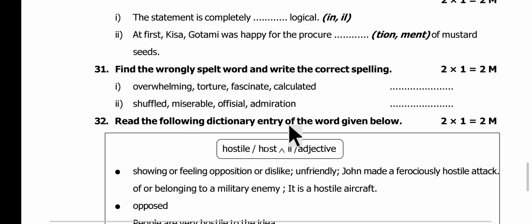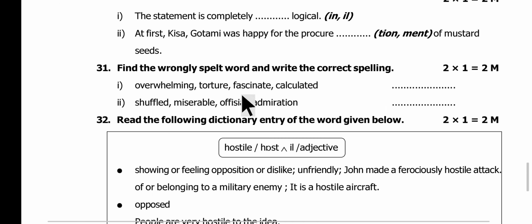Wrongly spelt word: overwhelming, torture, fascinate, calculated. Here we need to observe the spelling correctly. So which one is wrong here? Can you please reply in the comment section? Overwhelming, torture, fascinate, calculated. Next: shuffled, miserable, official, admiration. So here if you look at the third one, you will get the answer.